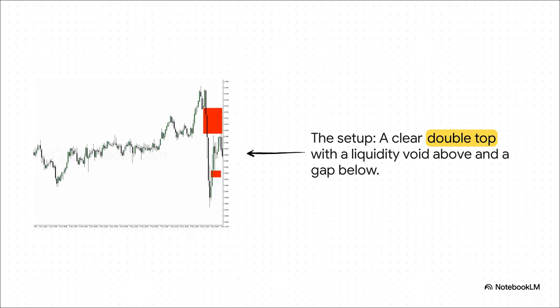A big pool of buy stops is sitting right above it. But ICT also points out two other key areas. There's a liquidity void way up here and a fair value gap down below. These are the algorithm's real points of interest.